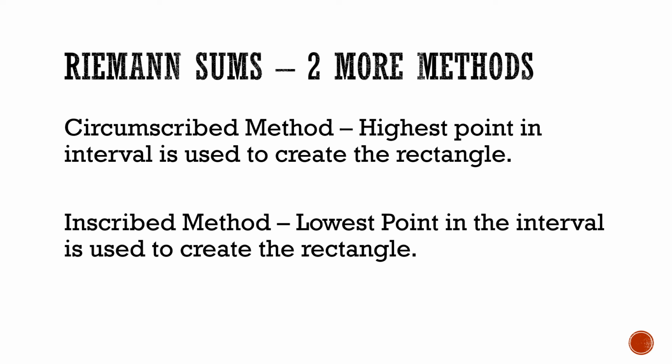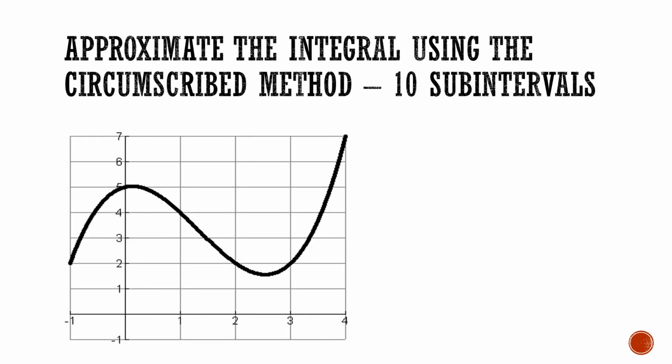When you pick your points for the inscribed or the circumscribed, it does not have to be endpoints like, for instance, your right and your left Riemann sum. It could be some value inside of the interval that is your lowest or highest. It doesn't have to actually be the endpoint.